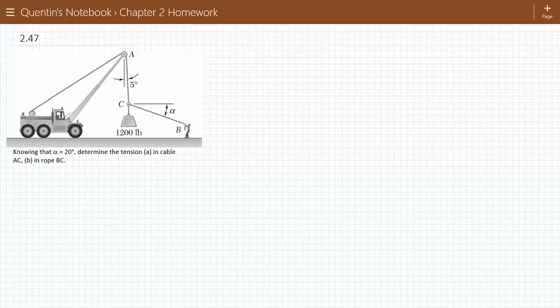Okay, let's look at problem 247. This is one of the homework problems. I like this problem. It's just a nice simple problem, but it demonstrates different ways to solve it.